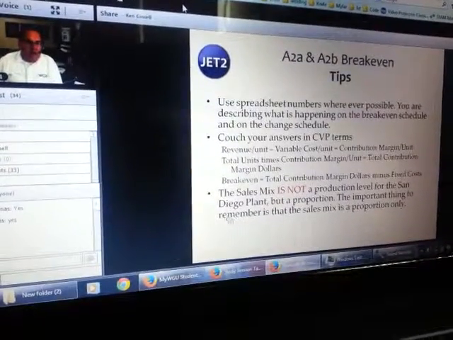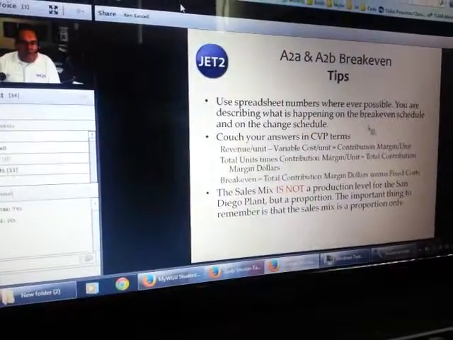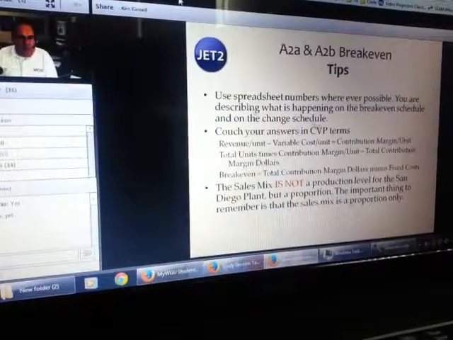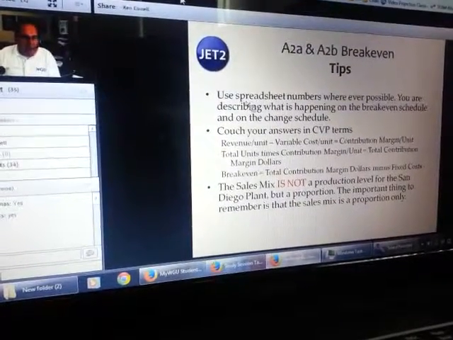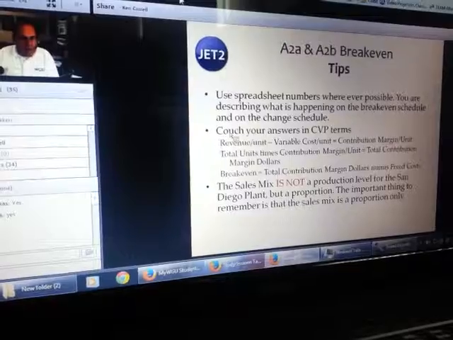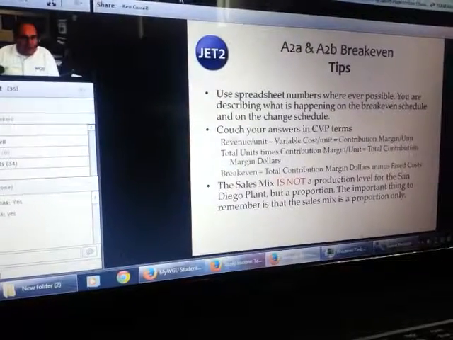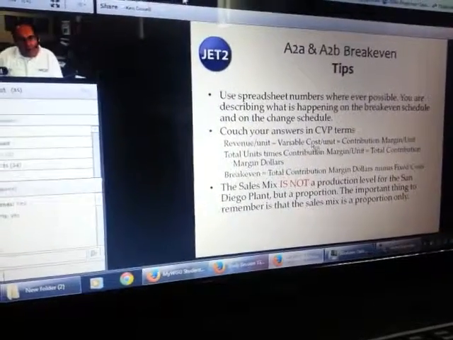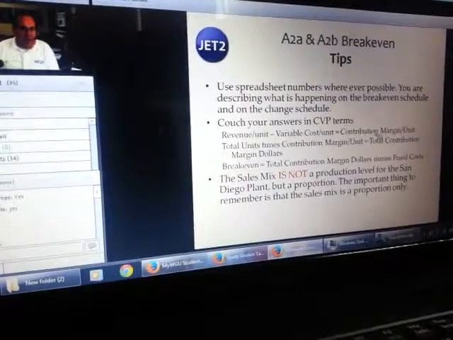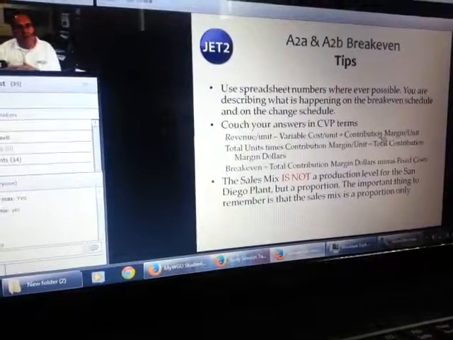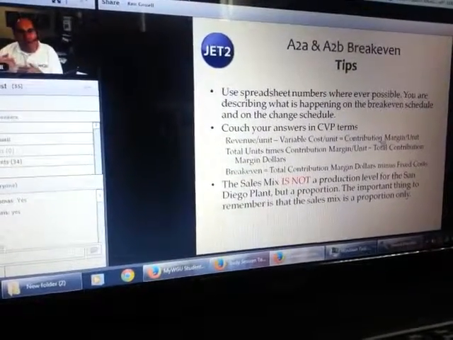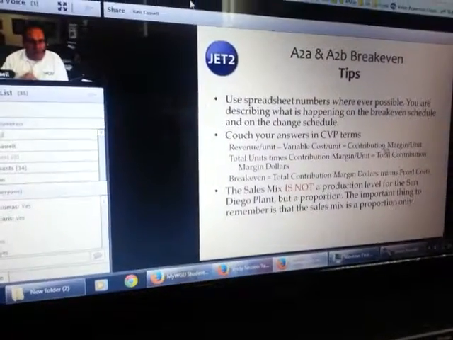Some tips: use spreadsheet numbers wherever you can. Graders like to see the spreadsheet numbers. Couch your answers in cost, volume, profit terms. Okay, revenue per unit, variable cost per unit, contribution margin per unit. Remember, you're showing the grader that you have a competency in understanding what cost, volume, profit is.